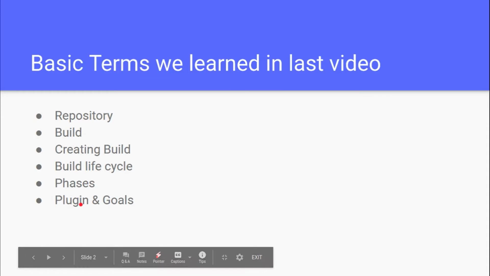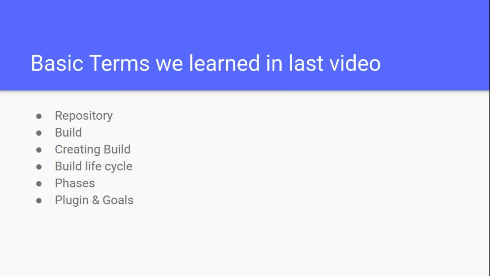Plugin and goals. Plugin and goal together are the practical implementation of phases. Plugin is a type of task and goal is defined behavior of that plugin. Let us take one more example to understand this more clearly.